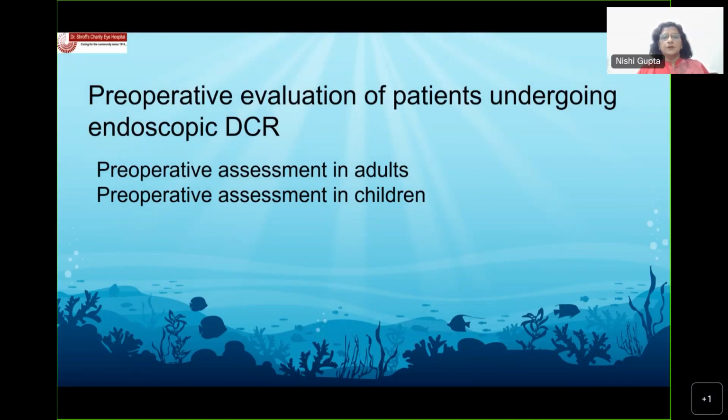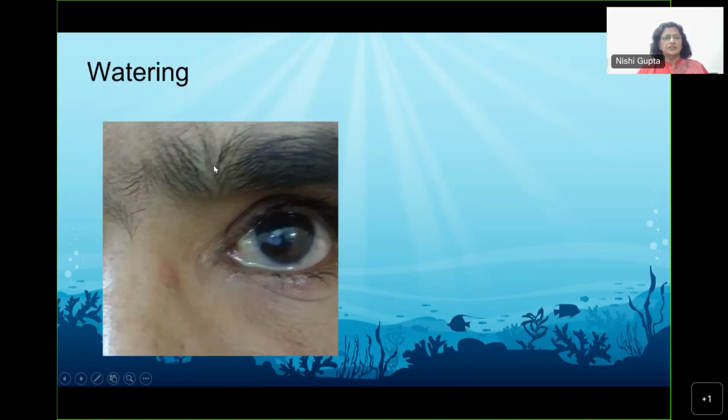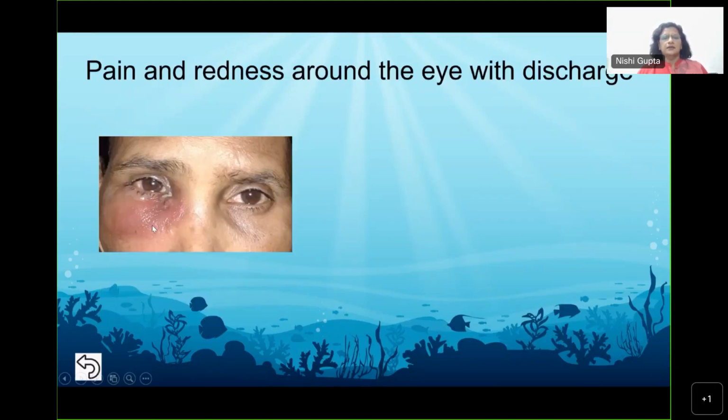And if we talk about preoperative assessment, it is different in adults and children. So let's first see about preoperative assessment in adults. In history, all of us know that patient may present with watering, with discharge in the medial canthal area, with pain and redness around the eye with discharge.